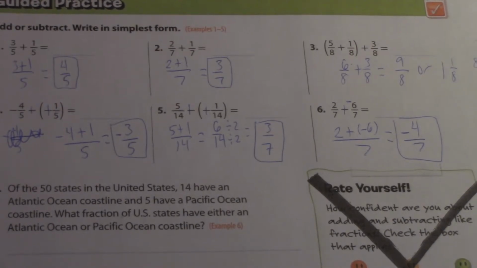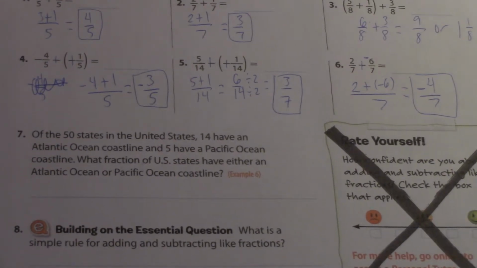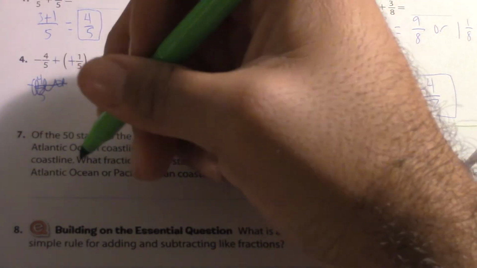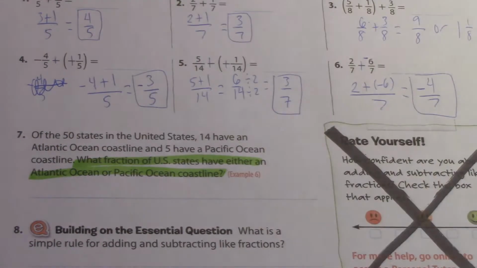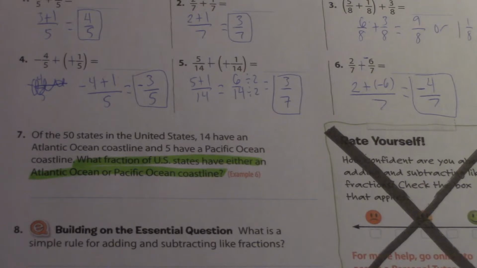All right, number 7. Let's look at this one. Of the 50 states in the United States, 14 have an Atlantic Ocean coastline and 5 have a Pacific Ocean coastline. What fraction of U.S. states have either an Atlantic Ocean or Pacific Ocean coastline? So let's go ahead and highlight what it's asking us to do. What fraction of the U.S. states have either an Atlantic Ocean or Pacific Ocean coastline? So when it's saying to find either or, it's really asking us to add.